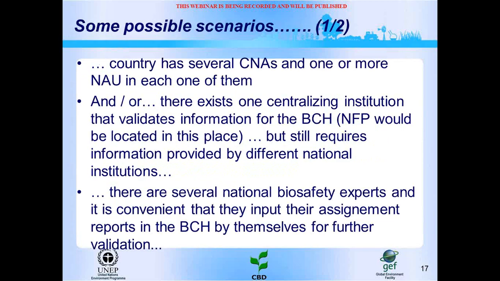What are some possible scenarios that we may face? For example, a country can have several competent national authorities, and we may want to appoint one or more national authorized users to help to register information or to input the information that comes from that competent national authority. Or it could exist one centralized institution that validates information for the BCH, and normally the national focal point would be located in this institution.